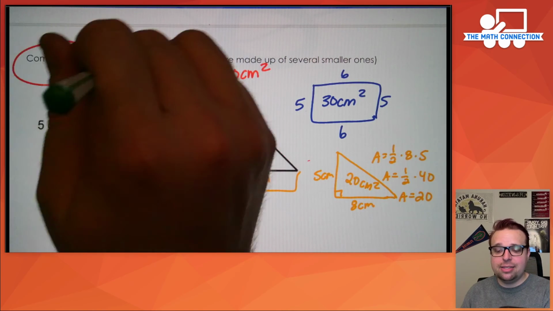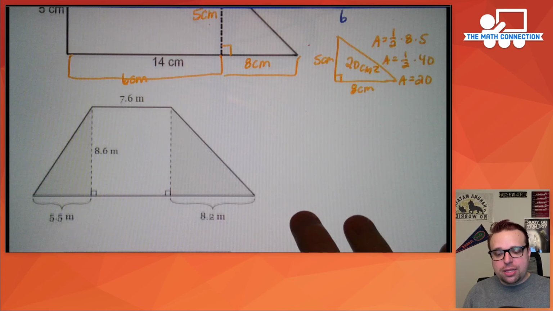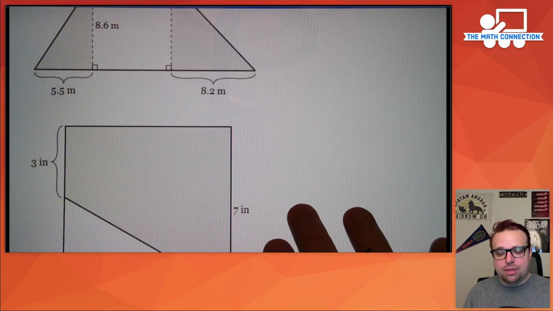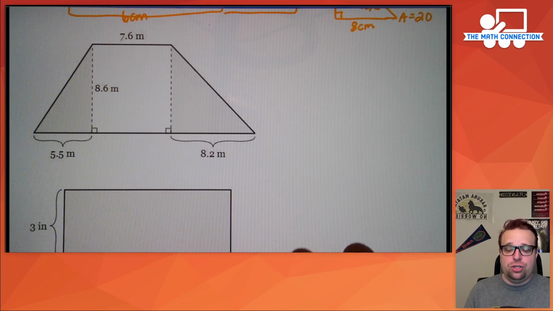That's what composite shape area problems are all about. You've got to break the big shape down into the smaller shapes that you have a formula for and solve it. Okay, let's do one that's a little more difficult, and then the last one will be like a challenge question, and then I'll come back and show you.